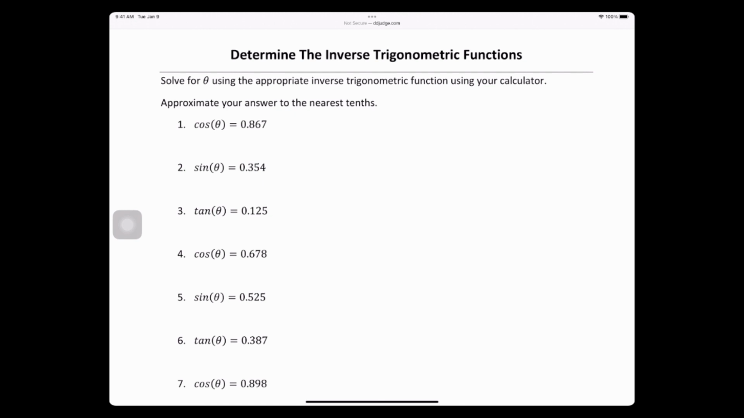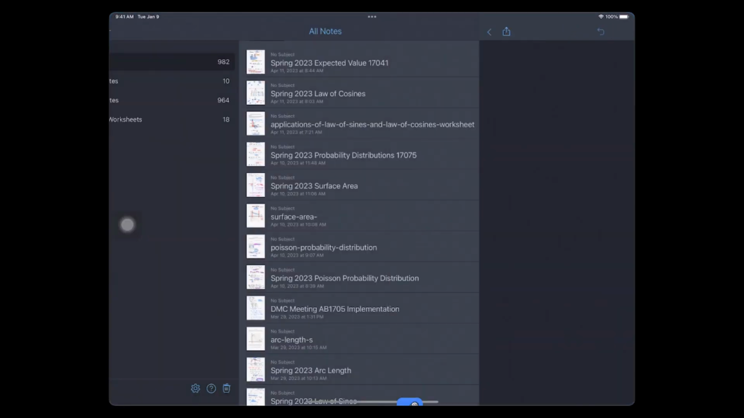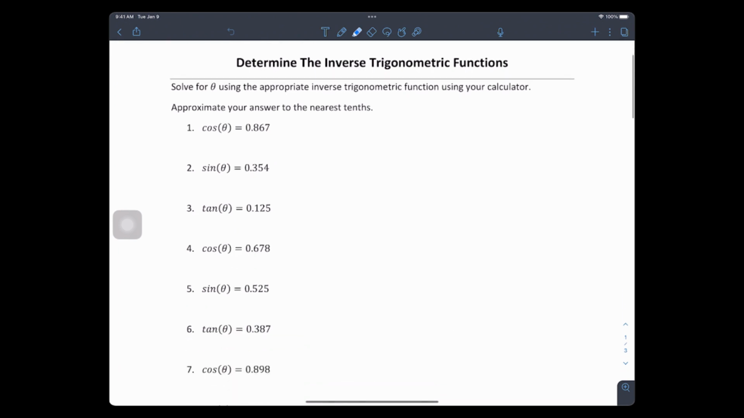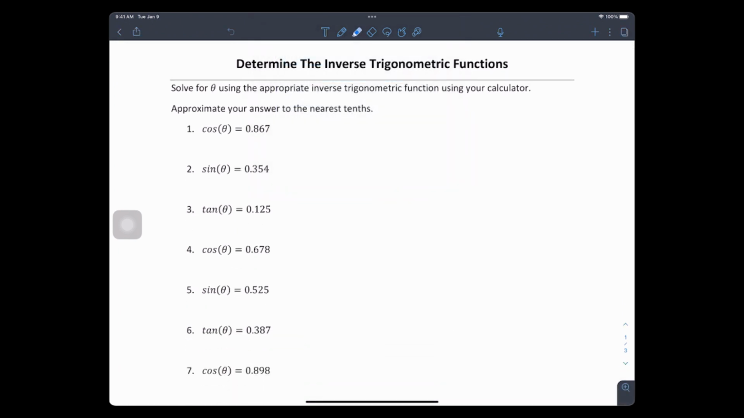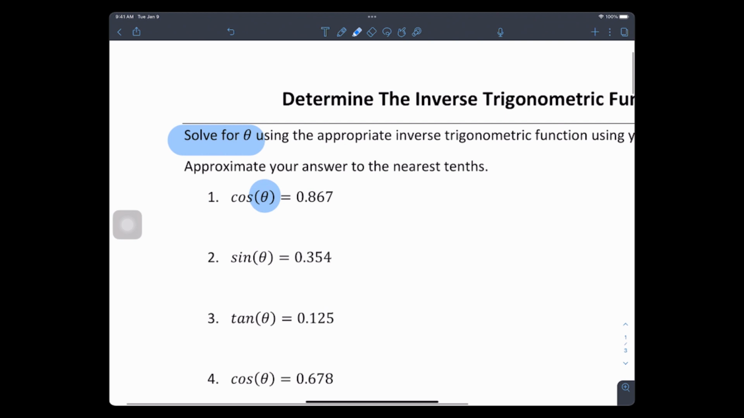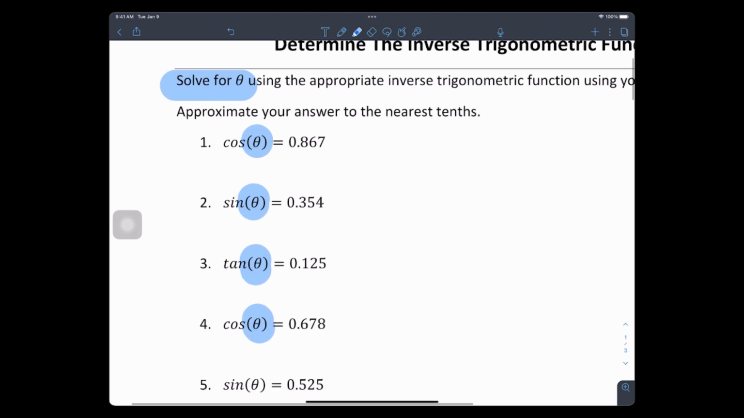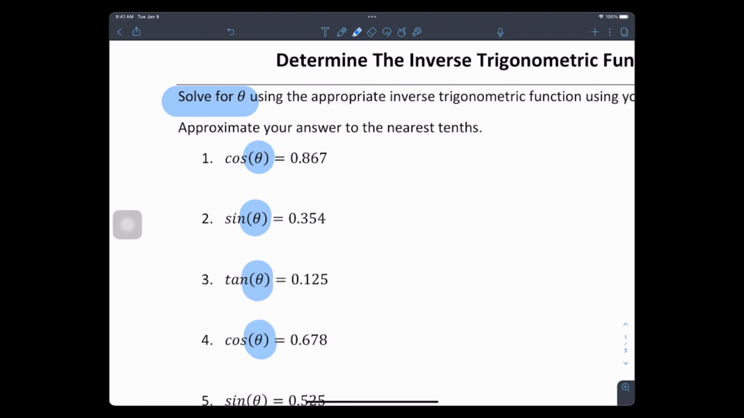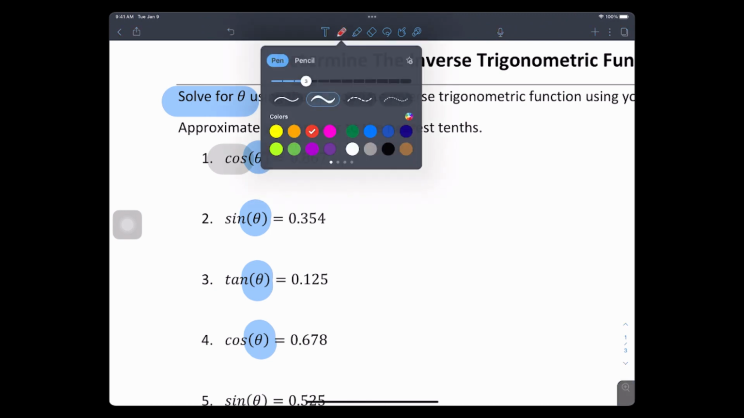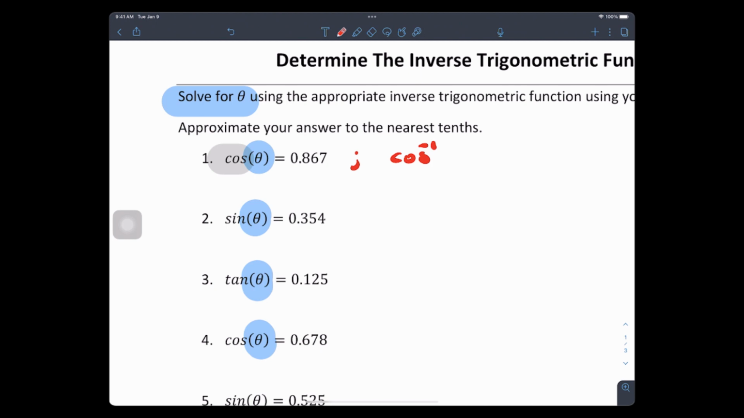You're going to solve for theta. In every one of these, you solve for the angle. Now, if I said to you, how do you do that from yesterday? What did we do? You want to solve for theta. If this is cosine, how do you get to the angle theta? Yes, you're going to use inverse cosine. Is that true?